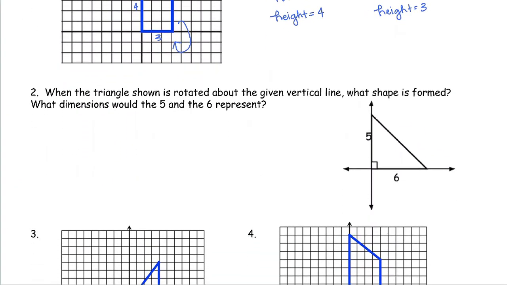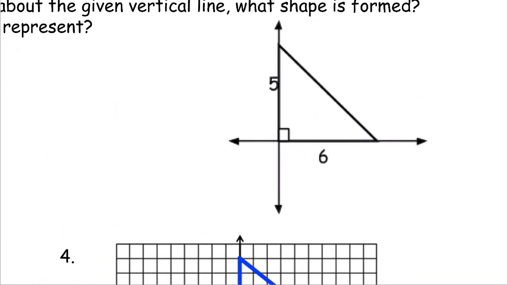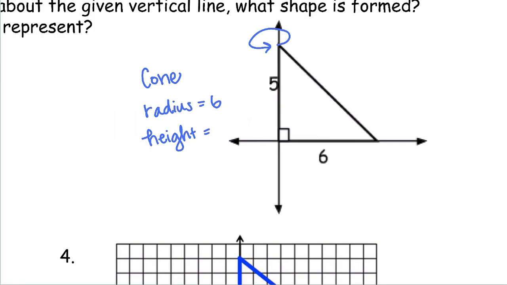Okay, so what happens if we rotate this triangle? Same thing: if I want to rotate it about the given vertical line, what shape is formed and what would the 5 and 6 represent? If I take this and rotate it around, think about my pencil being vertical and having a triangle extending out to the side of it. If I spin that, what it's going to form is a cone. And that cone is going to have a radius equal to 6 and a height equal to 5.